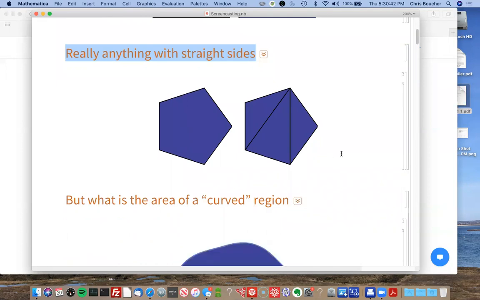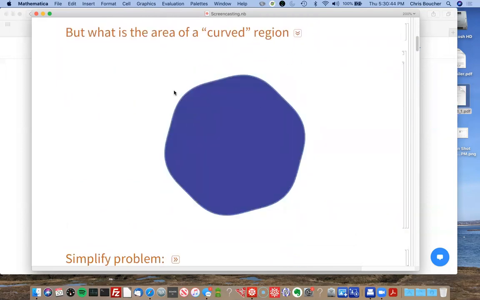What is hard, I would say, however, is a region that has curved sides like this. We don't have a good formula for this. Again, the area of a circle is kind of an exception, but that's a mysterious formula, and it's not clear I could cut this into circles in any event. Okay, so how are we going to solve this problem? How are we going to find the area of a curved region?